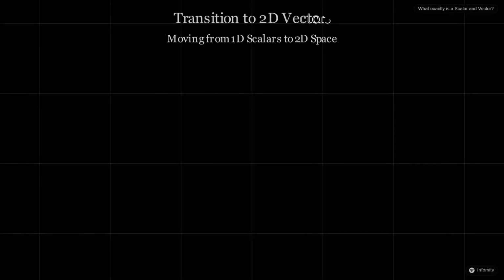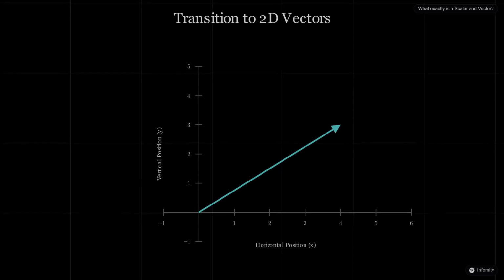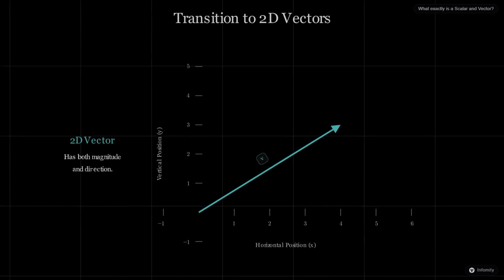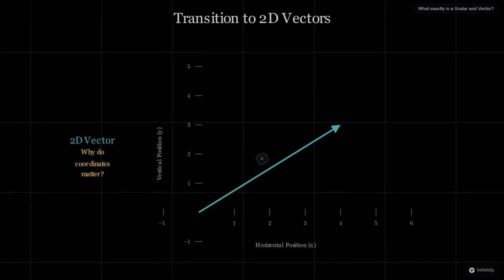To model movement, we step into two dimensions. We begin with a clean coordinate grid. A bold teal arrow grows from the origin. This is a two-dimensional vector. Pause for a second. If a vector is just an arrow, why do coordinates matter?